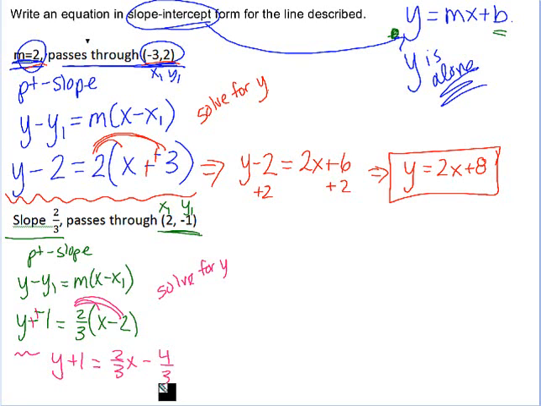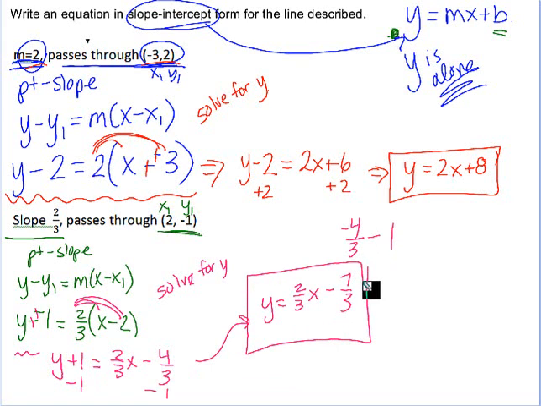Okay, now continuing to get the y alone, now we would have to subtract 1. So now we have y equals 2/3 x, and then negative 4/3 minus 1 is minus 7/3. So there would be our slope-intercept form. Now if you could not jump to minus 7/3 really quickly, I'll show you how.